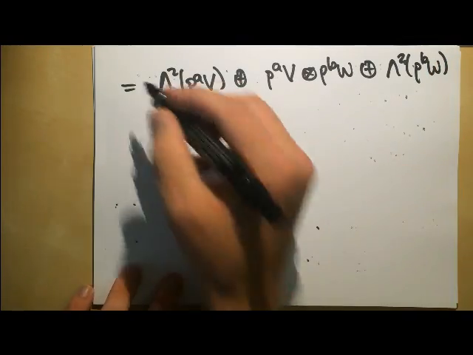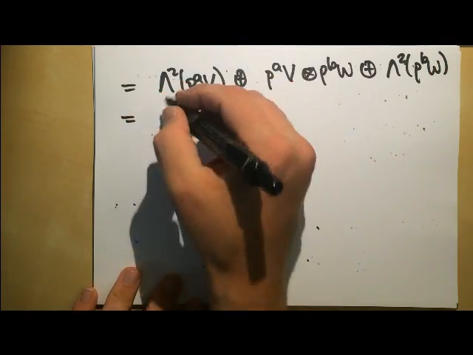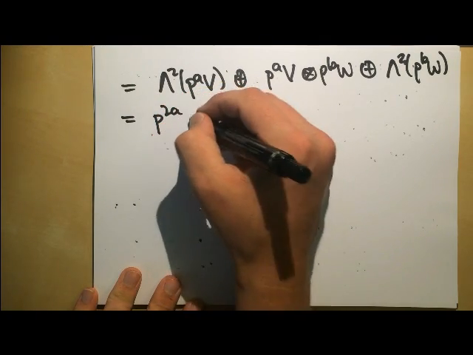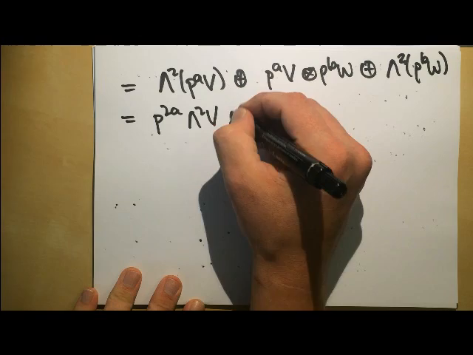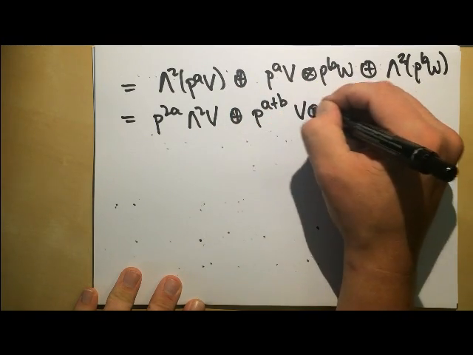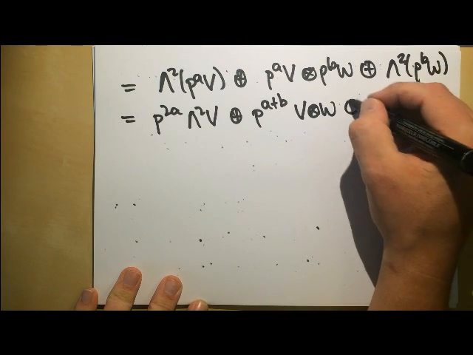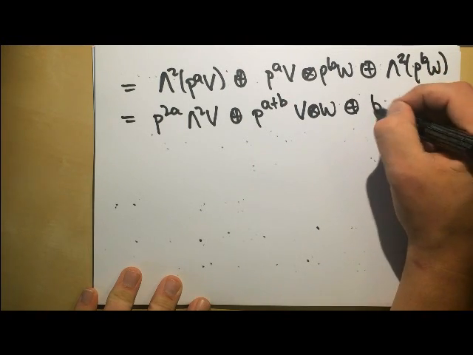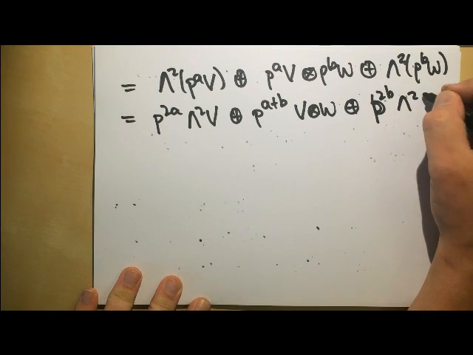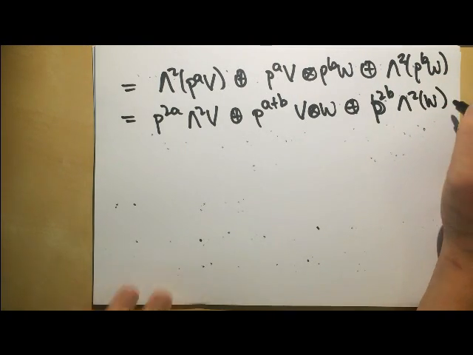Okay, and now this comes out, this is p to the 2a, lambda squared v, direct sum. This is p to the a plus b, v tensor w, and this is the direct sum of p to the 2b, lambda squared w, like so.